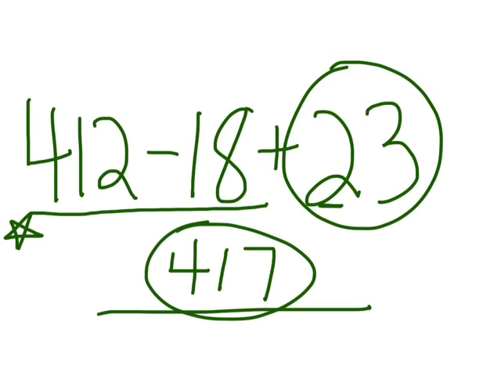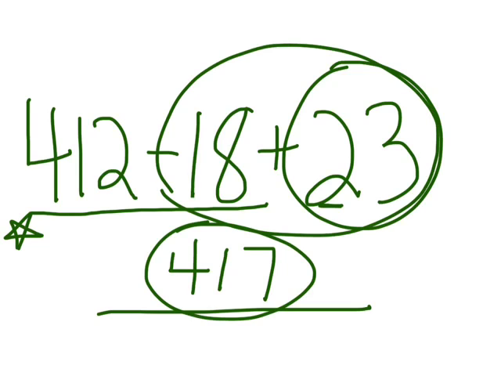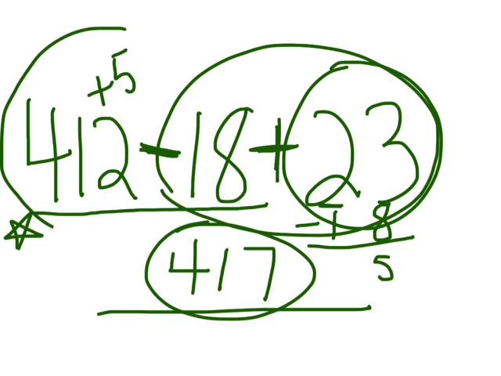Okay, another way we can look at this is look at just these two numbers. I'm taking 18 away and I'm adding 23. So really, if I take 18 away from 23, that is only 5. And I'm taking 18 away, but I'm adding 23, which means really I'm just adding 5 to this number. And 412 plus 5 is still 417. So either way, you should get the correct answer.